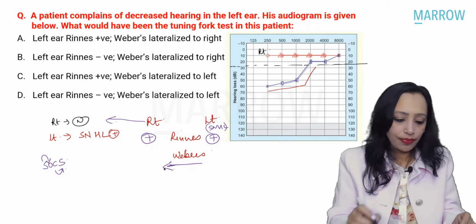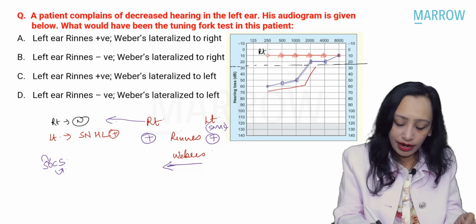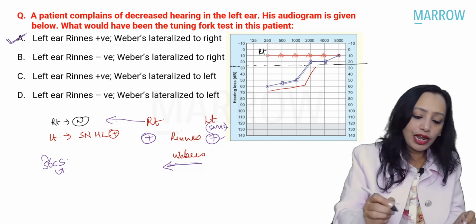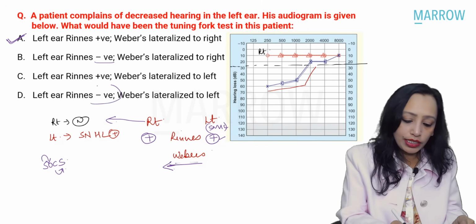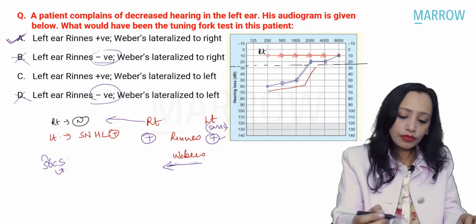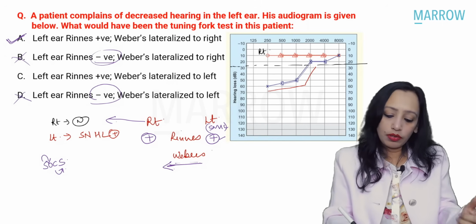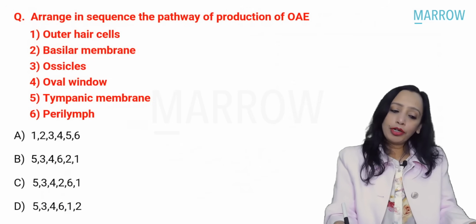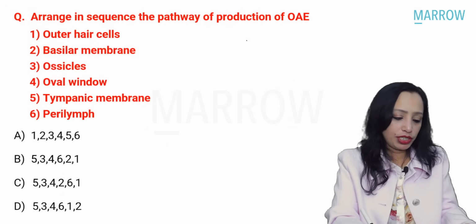So now let us see. Here we can see left ear Rinne's positive, Weber's to the right. Yes, we have got the answer in the first choice itself. And anyway, we can see in B choice and in D choice it is negative, so these are automatically ruled out. You have to just choose between two, and the deciding factor here is the Weber's. So the answer is very simple here. The answer is A.